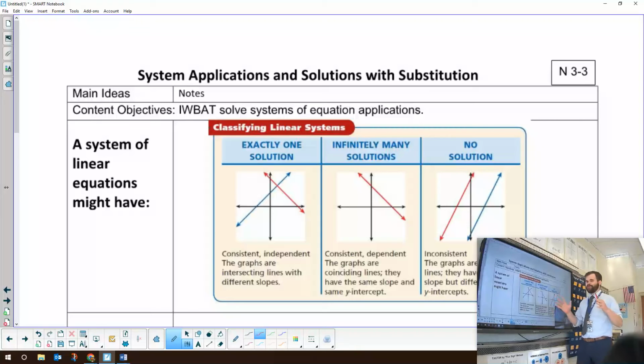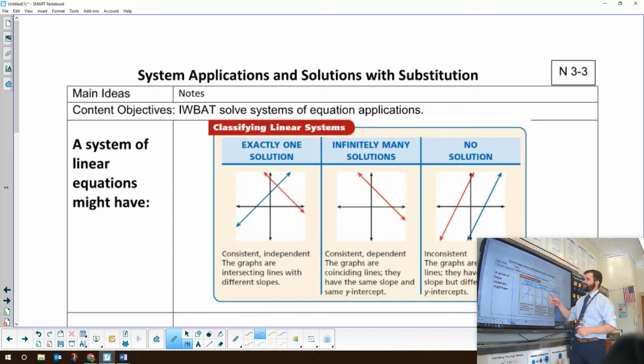Hey guys, we're going to go pretty fast here today. Today we're talking about the applications of and solutions with substitution. So we're basically just solving systems of equations. Now you can solve this with substitution or you can solve these with elimination. It really doesn't matter. The important thing is that we know how to solve them, okay?